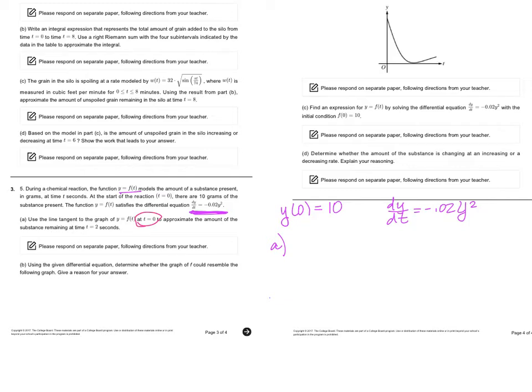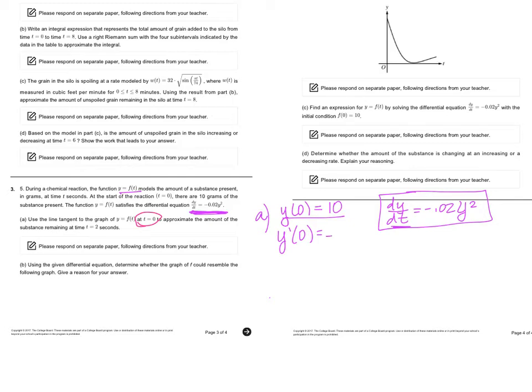The good news is you already have the point. So I will just move my letter A right up here. My point is y of 0 equals 10. There's my point. Now what's my slope? Well, I really need y prime at 0, do I not? Now y prime of 0, isn't that dy dt? Because remember, this is y and this is t. So I need to use this equation to get my slope.